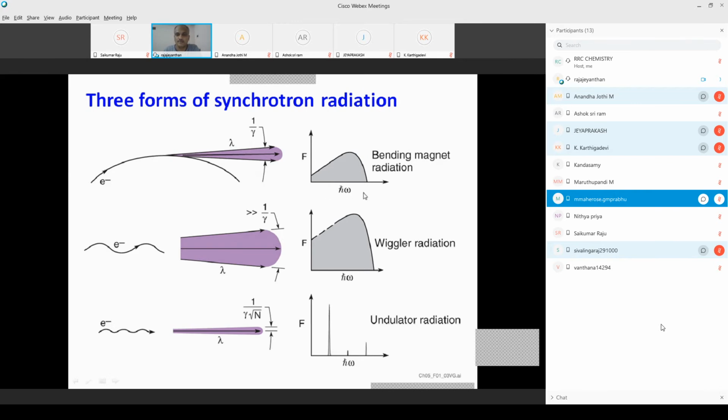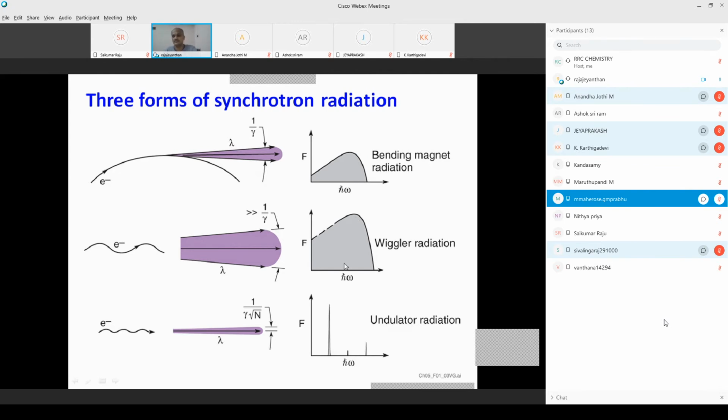So we are getting a broad band of energy, and it is having a moderate flux. Flux is nothing but the intensity of the radiation. And when the same electron is passing through the wiggler, which has a zigzag path, you have the same broad band of energy, that is h omega, and you have a high intensity flux. You can see here the flux was increased when compared to that of the bending magnet.